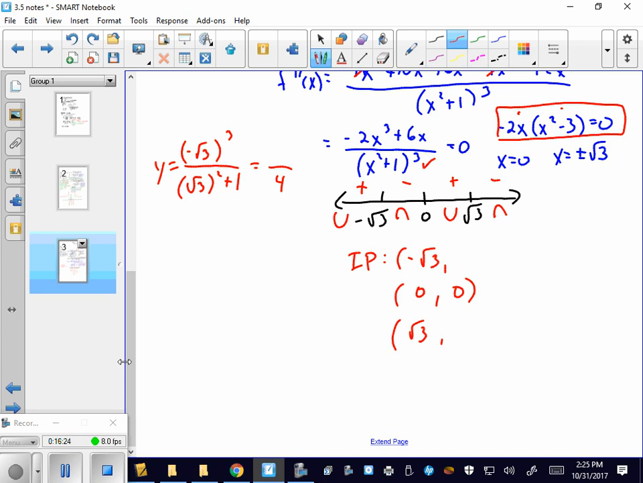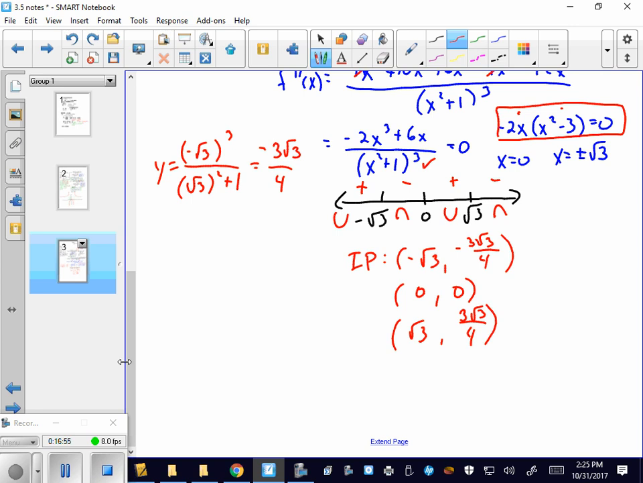And then negative root 3 cubed is root 3 times root 3 times root 3, but it will be negative. So that's going to be negative 3 root 3, multiplying all those together. So I get negative 3 root 3 over 4. Plugging in the positive square root of 3 is going to be exactly the same thing, except on top it's going to be positive instead of negative. So that's going to give us 3 root 3 over 4.